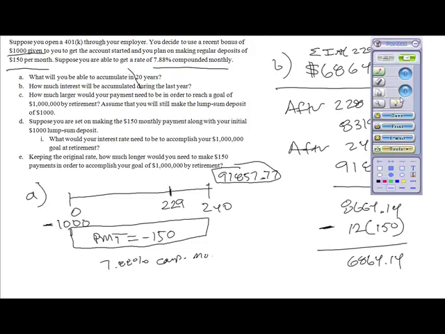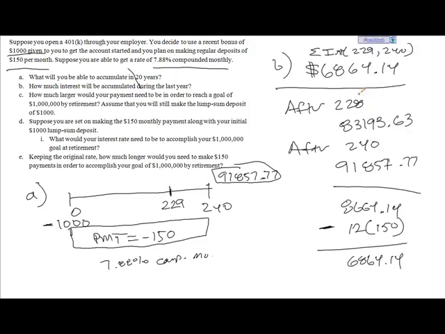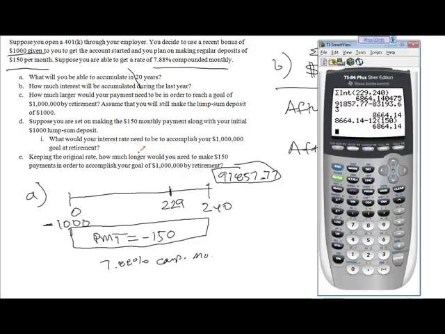Still got a little bit to keep going here. Letter C is how much larger would your payment need to be in order to reach a goal of $1 million by retirement? So we just need to figure out, and we're still assuming that we're going to make the lump sum deposit of $1,000. Okay, so we're going to come over here. Got to change this back to 240 months. How much larger would your payment need to be in order to reach a goal of $1 million by retirement?